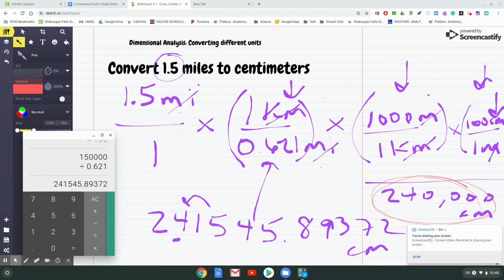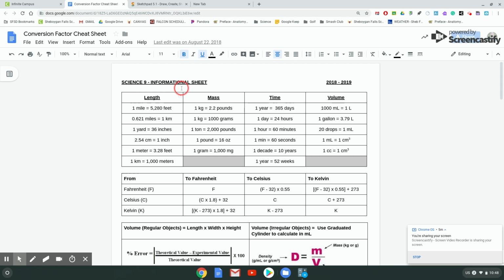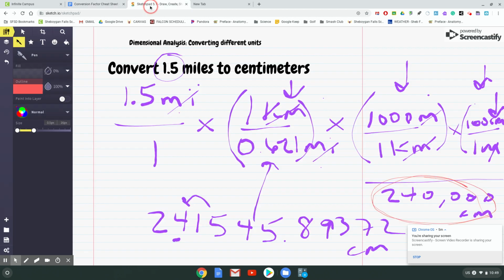So things you need to do skill-wise: identify what we are going to move to and where from, so miles to centimeters. We then need to take a look at our conversion factor sheet and see if there is an appropriate conversion factor to use. These above and below equal each other. And then from there, once you've got to your final destination, I like to cross my units out to make sure that I have gotten there. I just multiply everything on the top and then divide by whatever is on the bottom. And then you get your answer. Don't forget about sig figs.